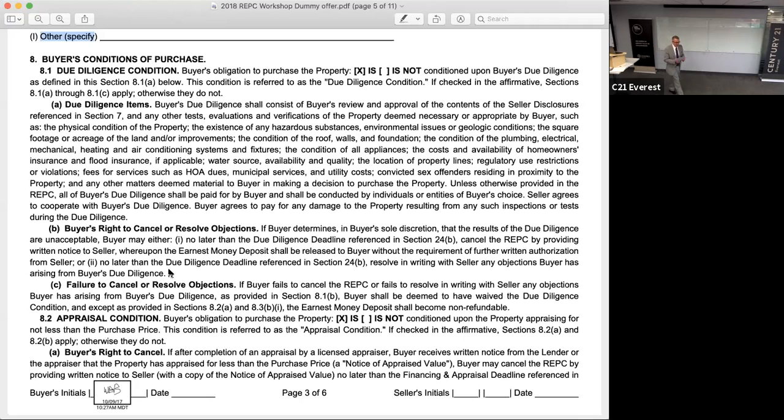But there may be a time that your buyer is the contractor and they walk through and they're like, nope, I want to make it not contingent upon that because I know I'm going to rip the whole thing apart anyway. All right. Next then, down in section 8.2, appraisal condition. Any concerns there? When would you do "is not" on that?